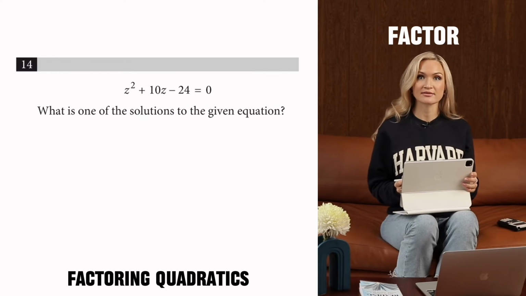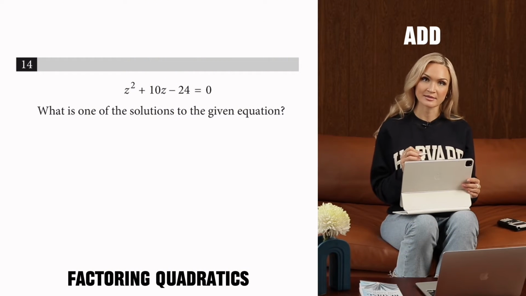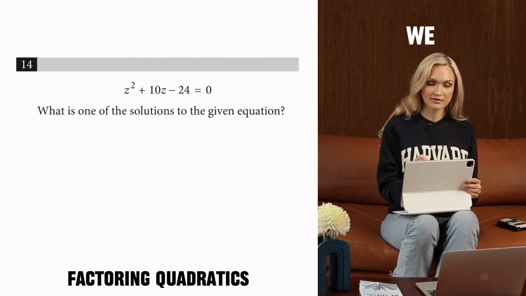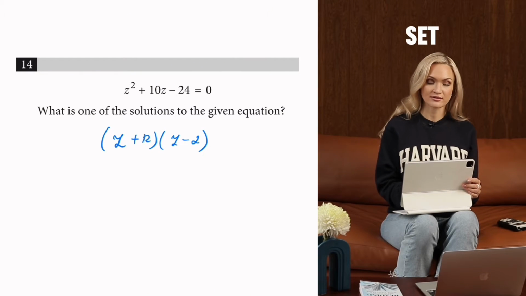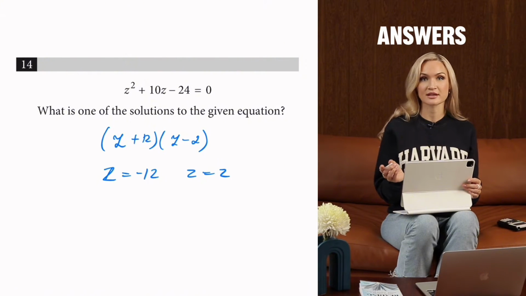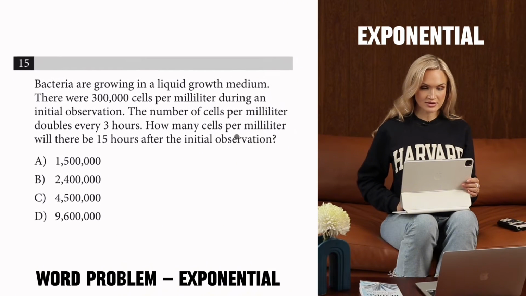Question 14, they want us to factor here. What are the two numbers that multiply into negative 24 and add up to positive 10? This is going to be positive 12 and negative 2. So when we factor, it's going to look like this: z plus 12, z minus 2. Now set your factors equal to 0. Z is equal to negative 12 or z is equal to 2. Both answers are completely appropriate. Just take your pick.